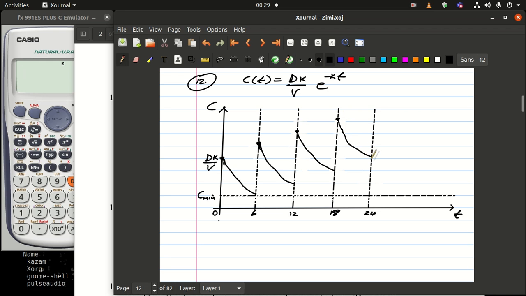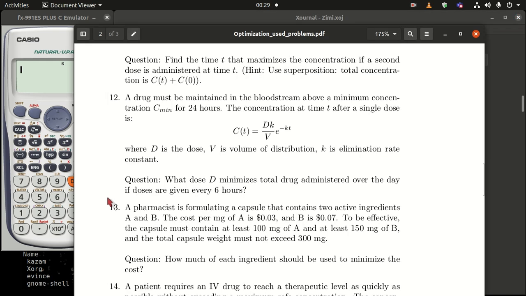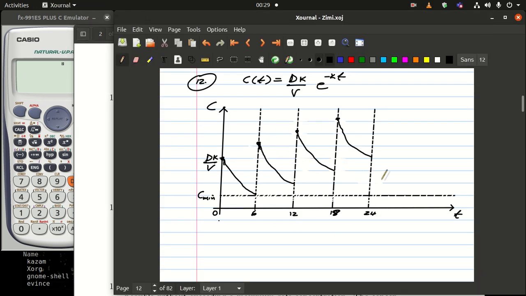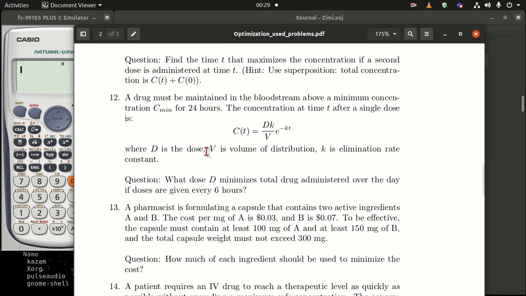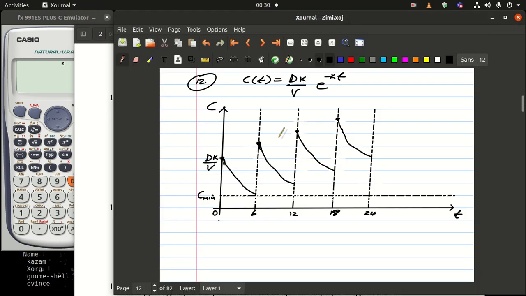And then, of course, after the 24 hours, I'm supposed to add another dose. But the question is saying that the drug must be maintained for 24 hours, so we're supposed to stop there. This is just the sketch of how the scenario explained here can actually happen, because every time you inject the dose, the concentration keeps dying down because the body is metabolizing that medication or drug.